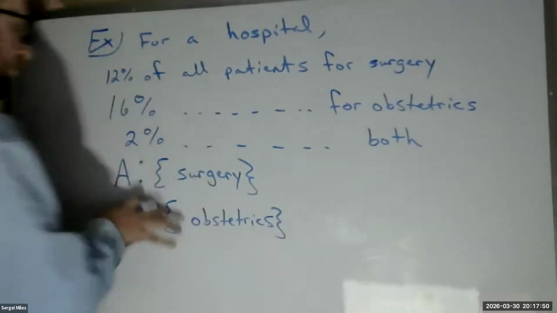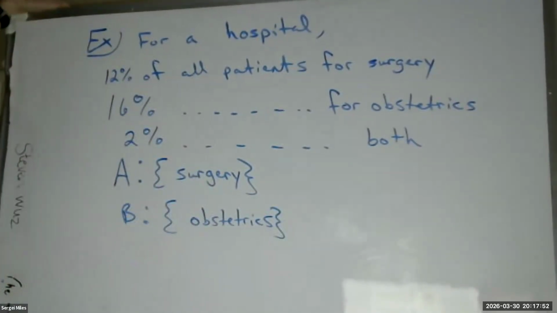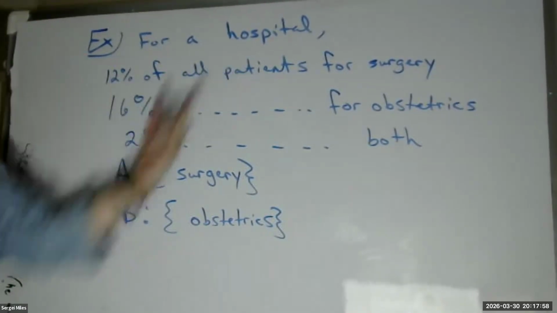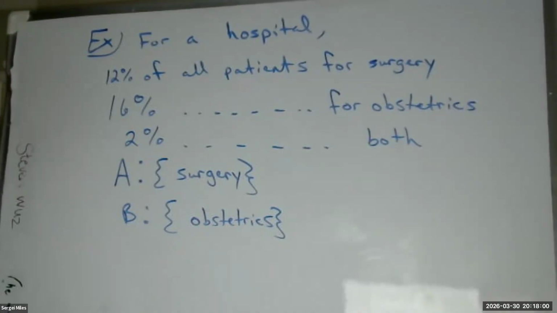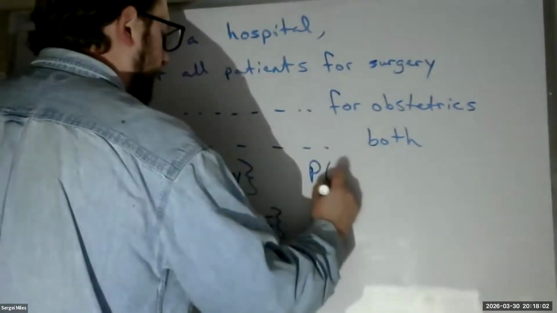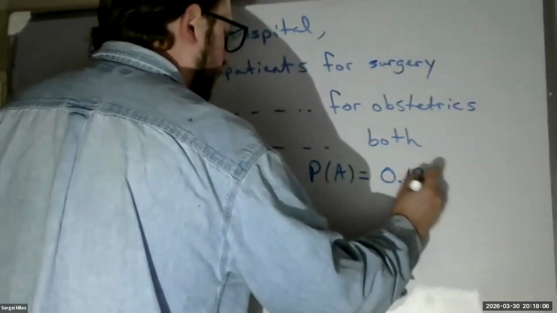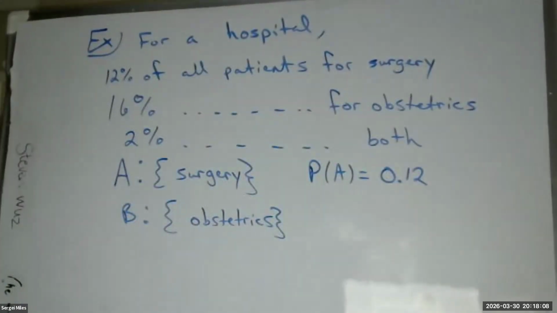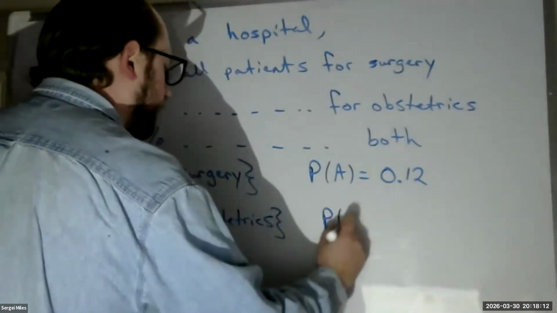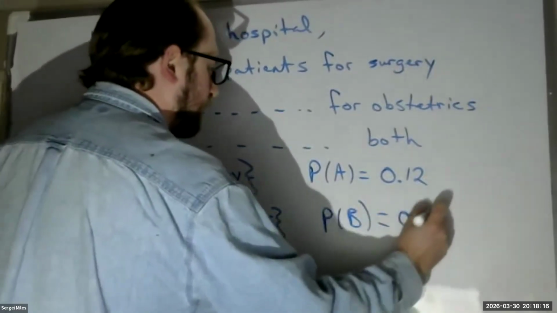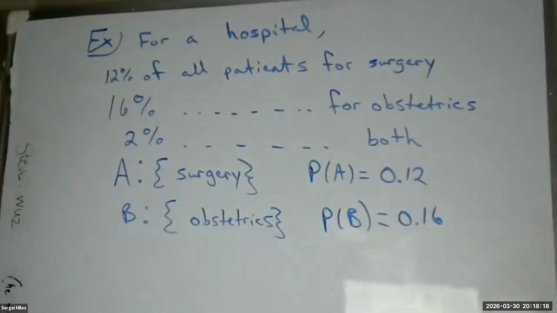Okay. Now, some of this information is already given to us in the question. What is the probability that someone is here for surgery? Well, 12% of all patients are here for surgery, right? So the probability of A as a decimal, I would write 12% as 0.12. Okay. By the same argument, then, the probability of B can be written as 0.16. Okay, that's fine.